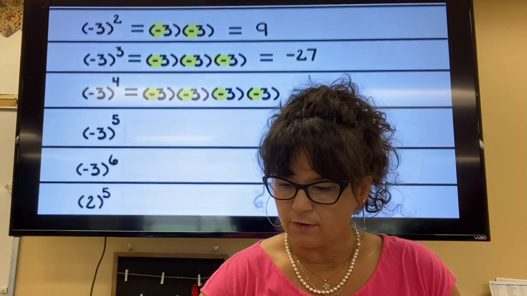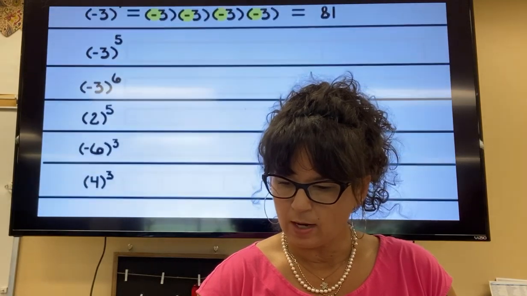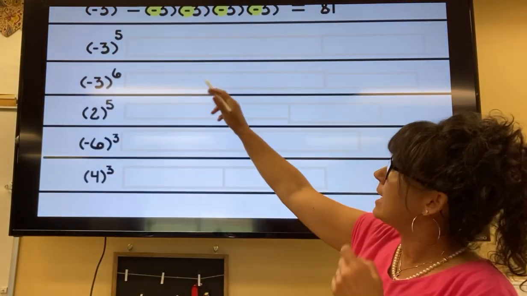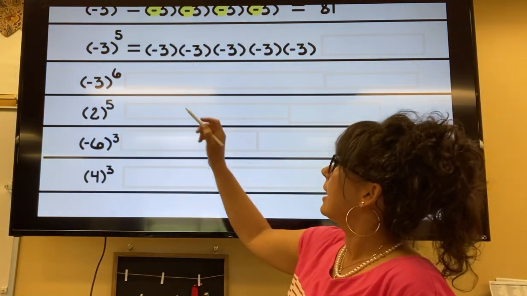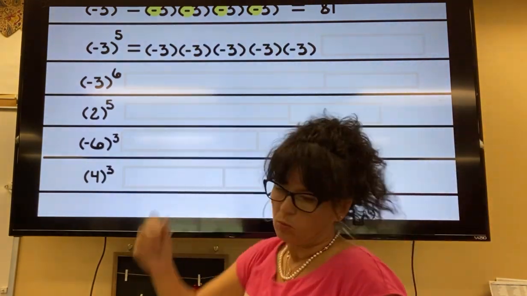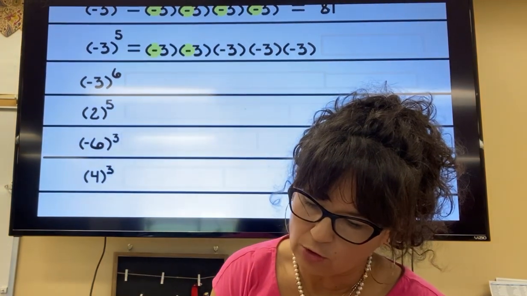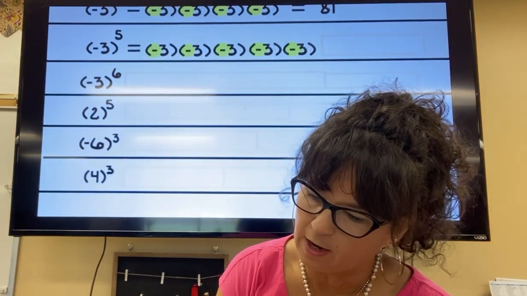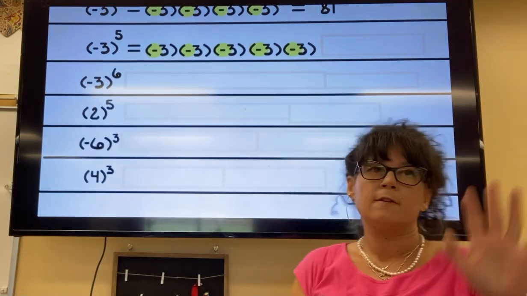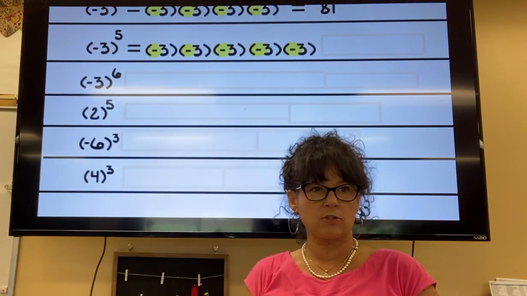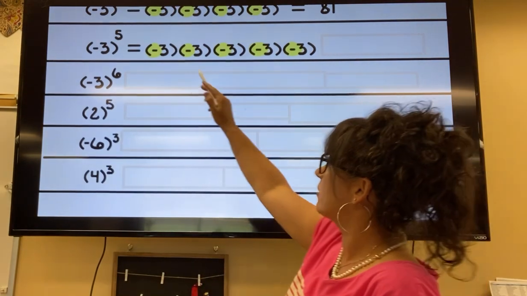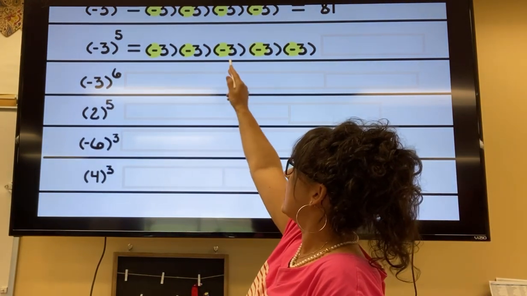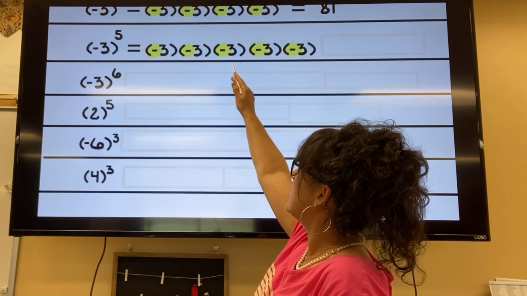So let's just look at a few more to make sure you have that down. So if I have -3 to the fifth power, I count my negatives. I have 1, 2, 3, 4, 5 negatives. 5 is an odd number, so my answer is negative. And then if we go ahead and multiply those together, 3 times 3 is 9.